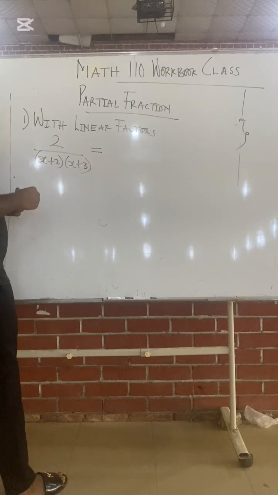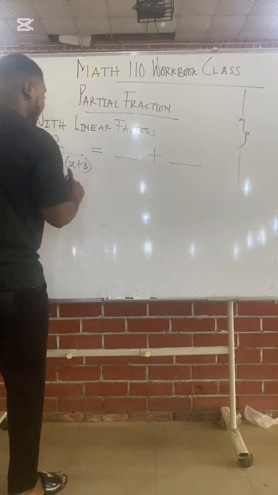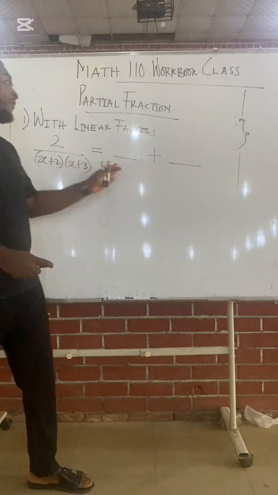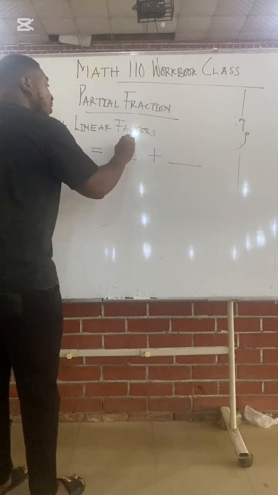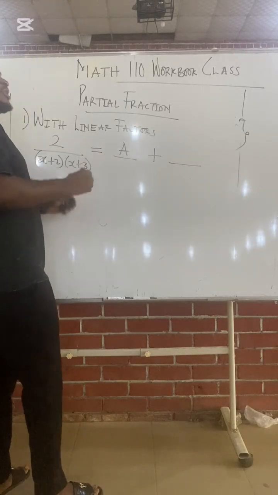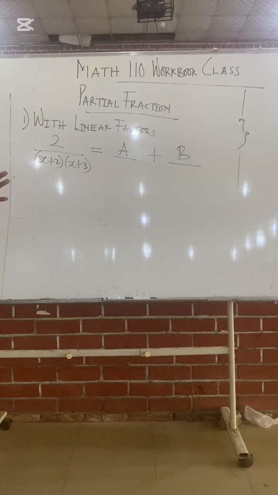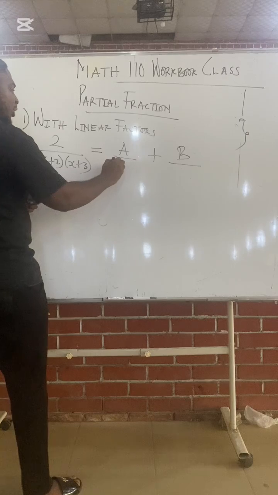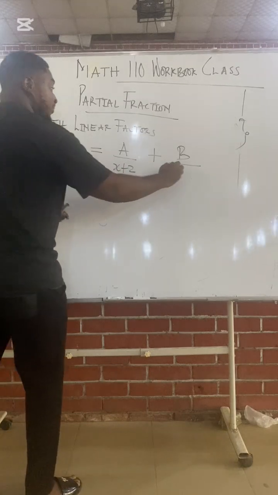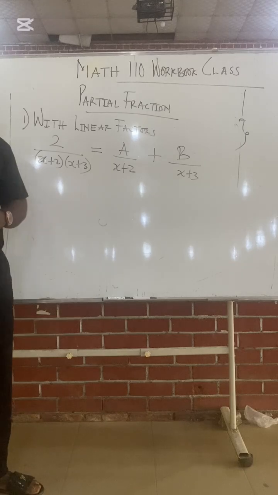What are they? There are 2 fractions that when added up together will give this. And for it to be a fraction, you must have a numerator and denominator. Let the numerator of the first fraction be A, and let the numerator of the second fraction be B. The numerator is settled. Now the denominator: let one be x plus 2, and let the second one be x plus 3. So this is the first step when you want to solve partial fraction.